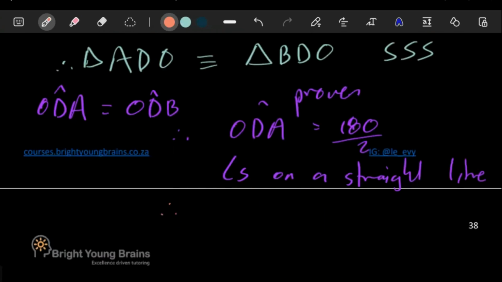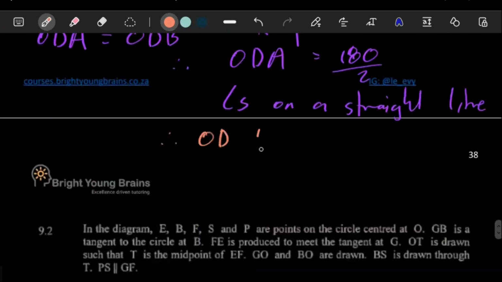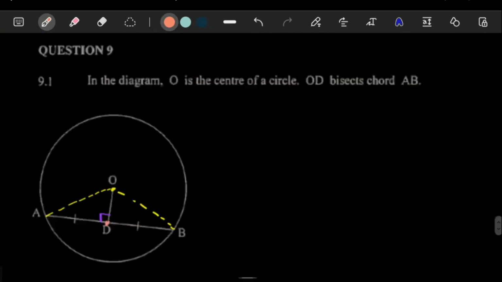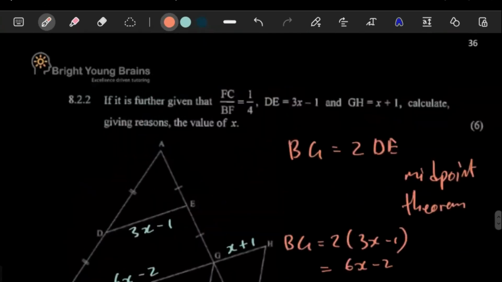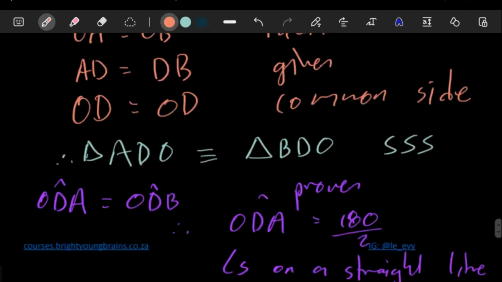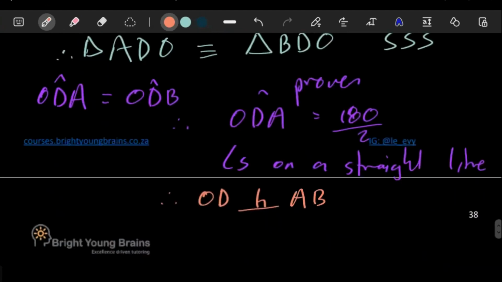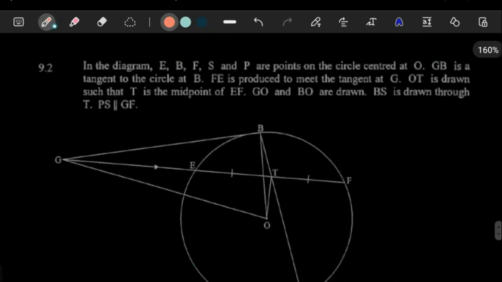Therefore, OD is perpendicular to, what is it perpendicular to now? OD is perpendicular to AB. OD is perpendicular to AB. There you go. That's the way we like it. So 9.2, what does 9.2 say now?